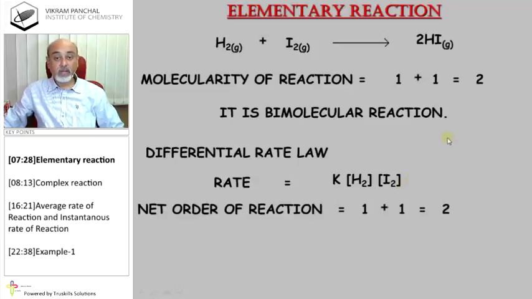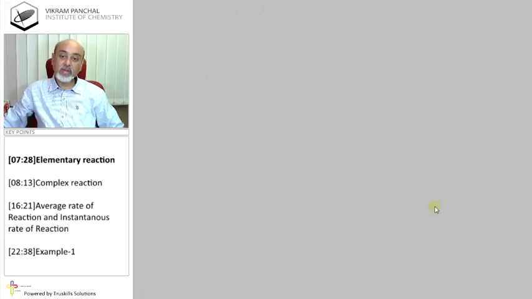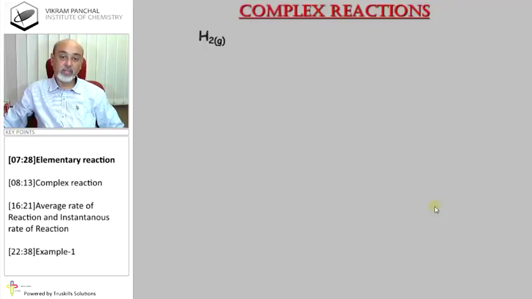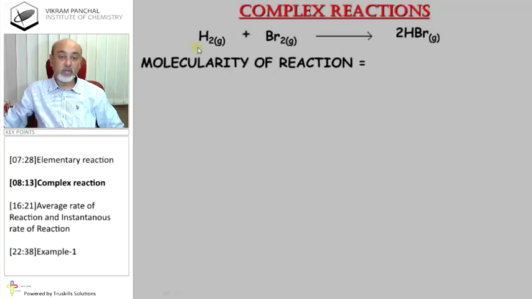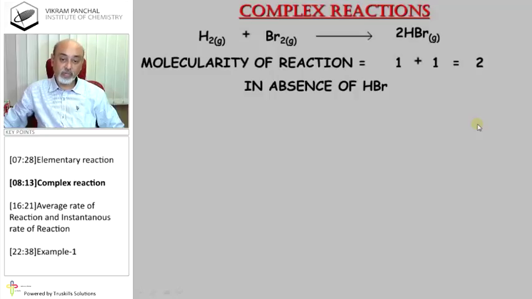So if molecularity and order of reaction are the same, then such a reaction is known as an elementary reaction. They are very simple reactions. Some complex reactions: for example, hydrogen reacts with bromine and gives HBr, where the molecularity of this reaction is 1 plus 1, 2. But the order of reaction is not 1 plus 1 equal to 2.